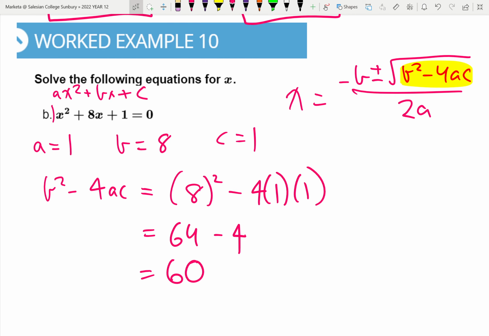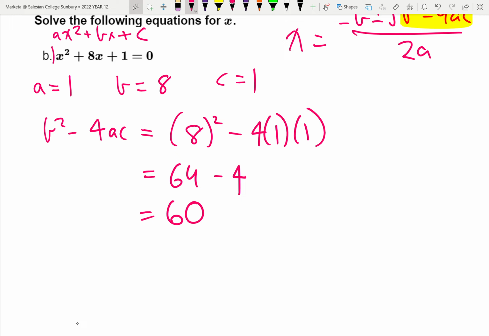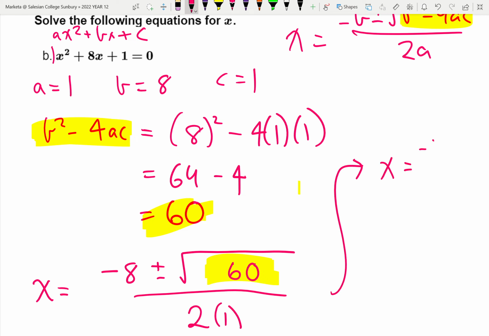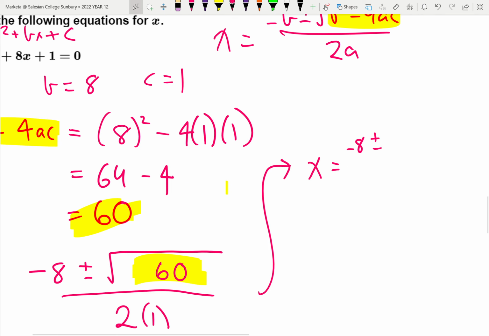So now that we know we have two solutions, I'm going to proceed with the formula. So x equals negative b, and b is 8, plus or minus root. Now we've just already worked out b squared minus 4ac, so there's no use for us to do that all over again. We can just write the 60 in there over 2 times a, which is 1. So we get x equals negative 8 plus or minus root 60. So that's root 4 times 15. So root 4 times root 15 over 2 times 1.